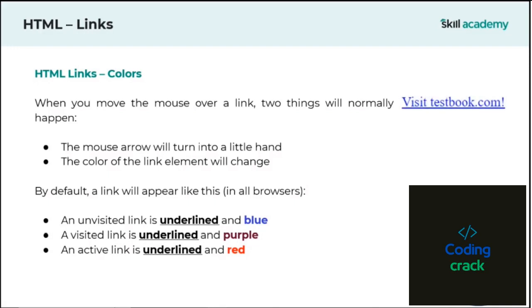So guys, this is going to be our link. By default, this is an unvisited link and its color will be underlined and blue. The moment a user clicks on it, its color will change to purple. And if the page is active, meaning it is running in the background, its color will be red. So these are the HTML link colors which you need to understand very carefully. Unvisited blue, visited link purple, active link red. And I will be showing it to you practically in a while.